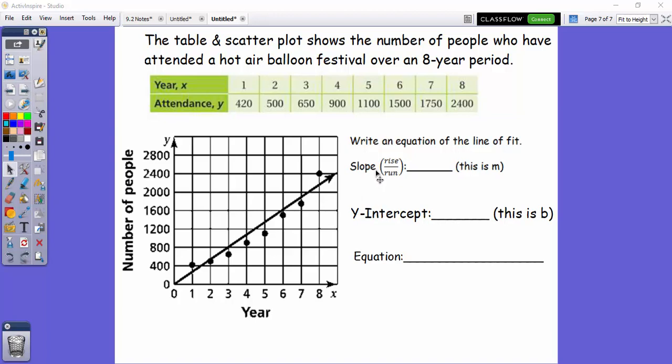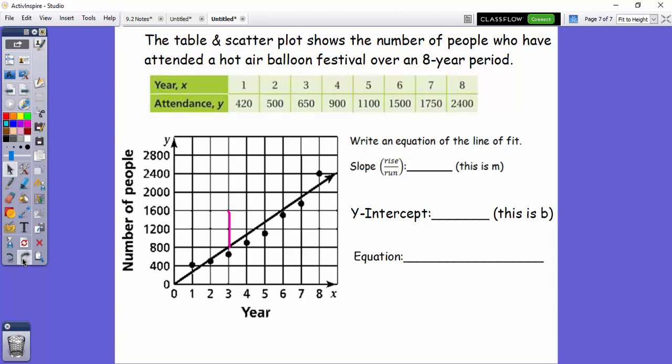So if I'm looking for the slope, I'm looking for rise over run. So I'm going to find 2 points on this line where I could find the slope. So I see a point right here, right on my line, where it crosses the grid at 3,800. And then I see another one where it crosses really close at 1,600. So I'm going to use those 2 points to create my slope triangle, my rise over my run.